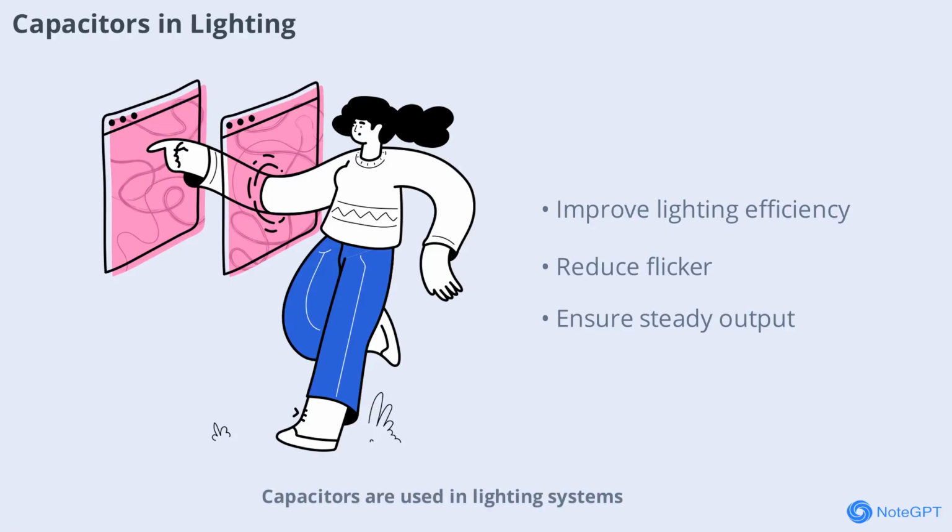Capacitors are used in lighting systems to improve efficiency and reduce flicker. In fluorescent lamps, they help start the lamp and maintain steady light output. By managing voltage and current, capacitors ensure that lighting systems are reliable and energy efficient, brightening our homes and workplaces.